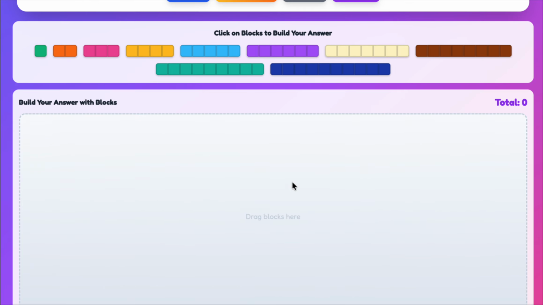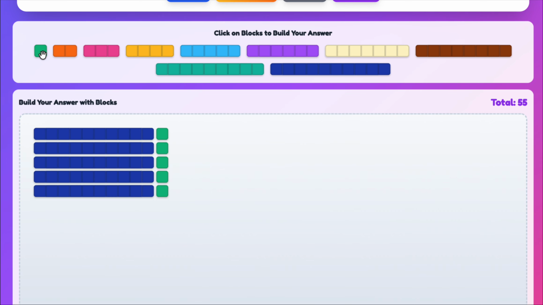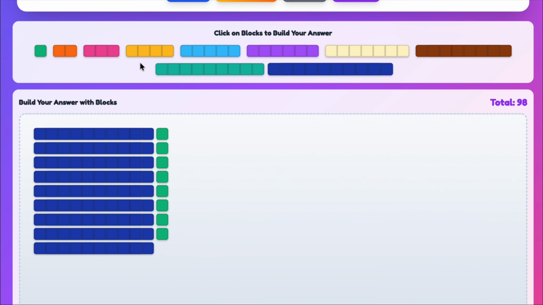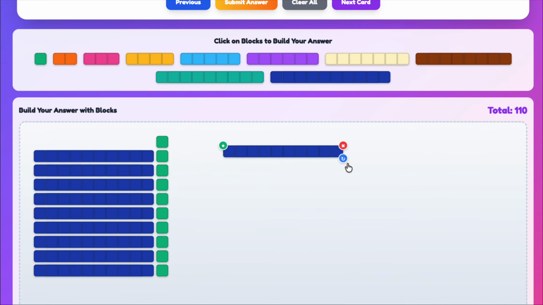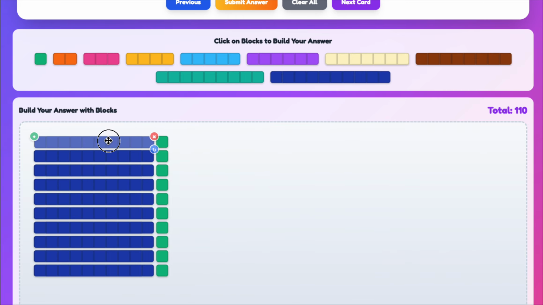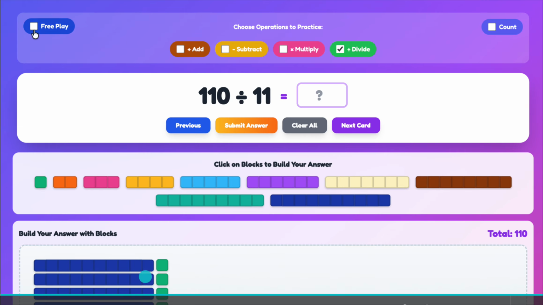110 divided by 11, so I'm counting 11s until I get to 110. Am I there yet? No. I'm at 110. How many 11s did I need? 1, 2, 3, 4, 5, 6, 7, 8, 9, 10. Now also, you'll notice in here, if I move this block over and I click on this rotate button, nothing's going to happen, because when we are in the basic facts mode, we want the kids to be focused. So they're not able to rotate the blocks unless they're in free play.